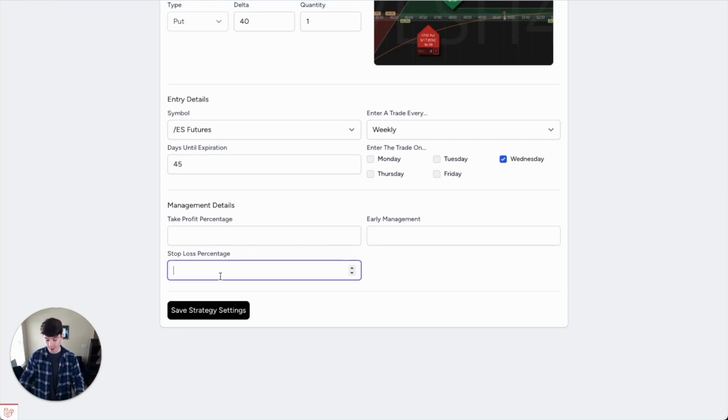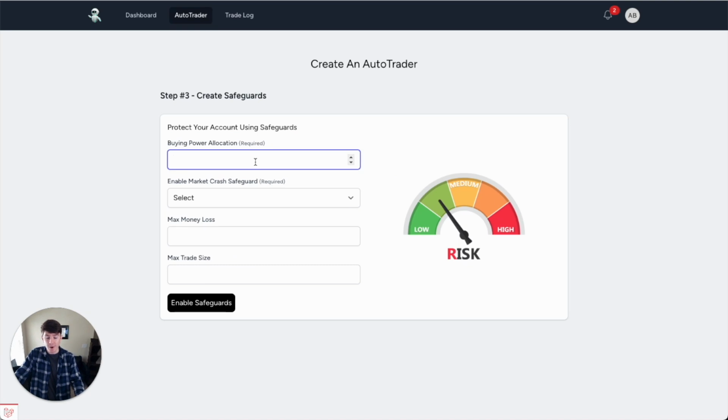If I really want to do a stop loss, I can. Stop loss would be around 100%, so 100% would be whatever my max loss is on that one side. Remember, for ES it's like $2,000. For MES it's like $200. So as long as I hit that $200 loss, it will take me out. So 100%. Come in here. My buying power, how much money I want to allocate to it. Let's just say $20,000.